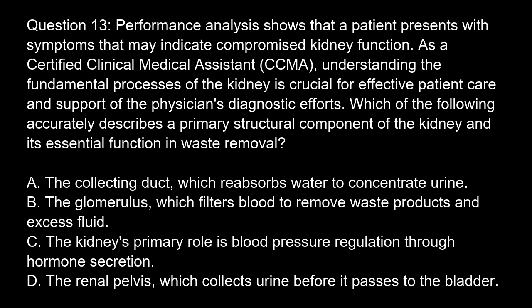Option A. The collecting duct, which reabsorbs water to concentrate urine. Option B. The glomerulus, which filters blood to remove waste products and excess fluid. Option C. The kidney's primary role is blood pressure regulation through hormone secretion. Option D. The renal pelvis, which collects urine before it passes to the bladder.